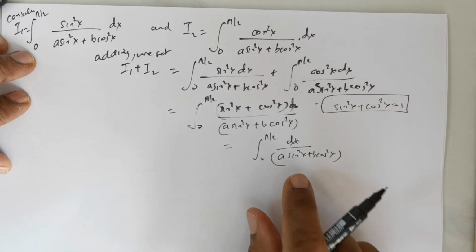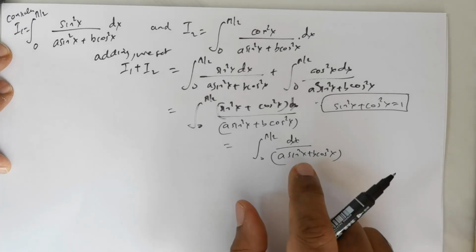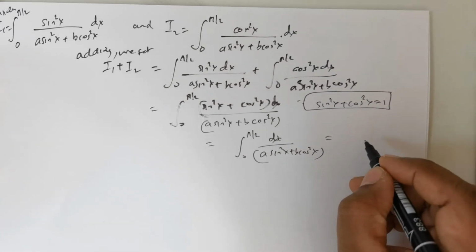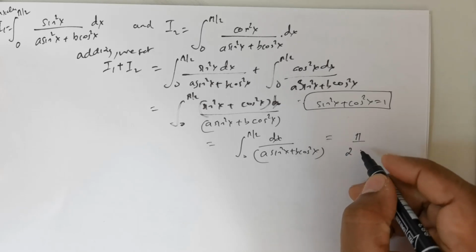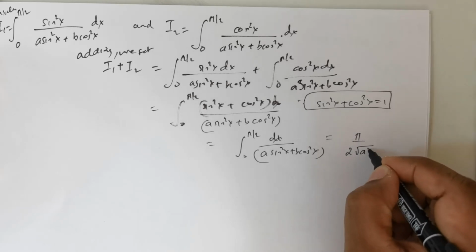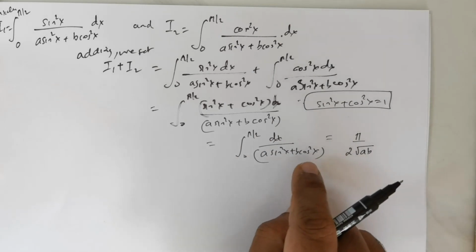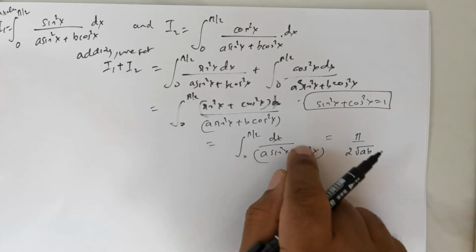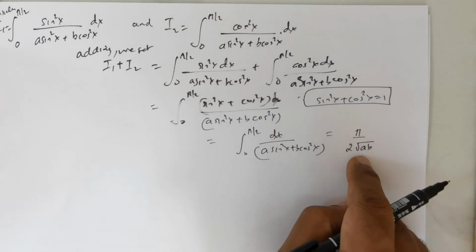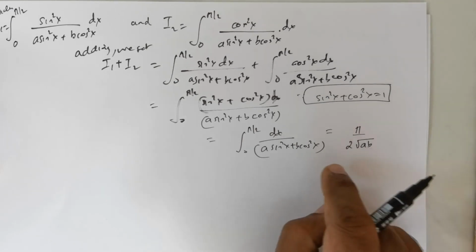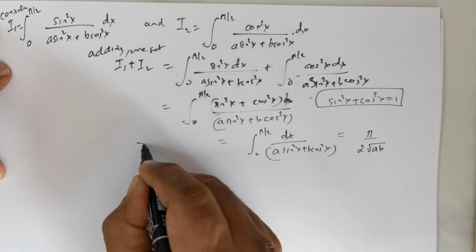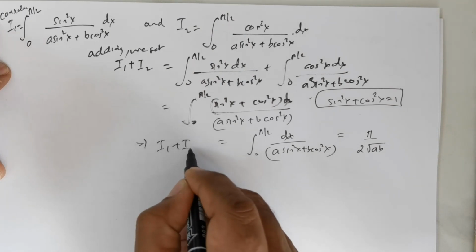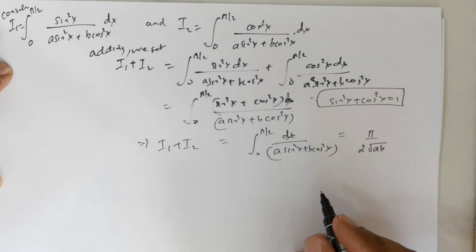Now I have made a video as to how we can evaluate this. Upon evaluation, this would give us pi over 2 times root of ab. This is the value that we would get when we integrate this integral. The link is in the description. Please check that out. So this would mean I1 plus I2 is equal to this.